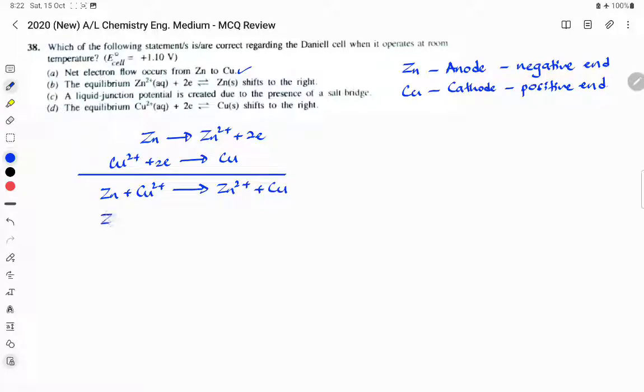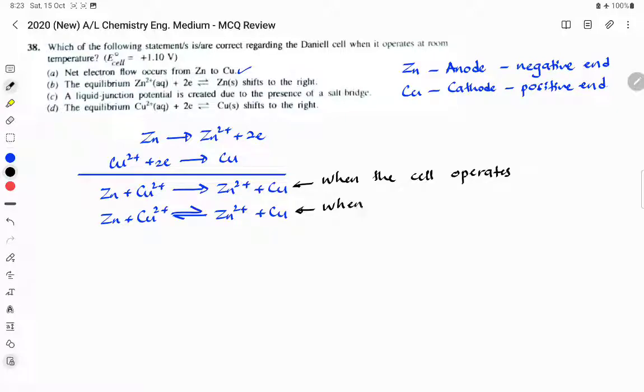Now the arrow should be like this, it shouldn't be like this. Now the difference is this is written when the cell is operational, when the cell operates. Now this is when the cell is not operational. When the cell is operational, this equilibrium drives to the right. Therefore, this is the correct one for the question that we are considering here. Therefore, first statement is correct because net electron flow occurs from zinc to copper. See, zinc gives the electron, copper accepts the electron, so the electron flow goes from zinc to copper.